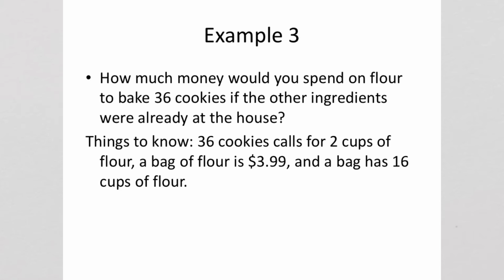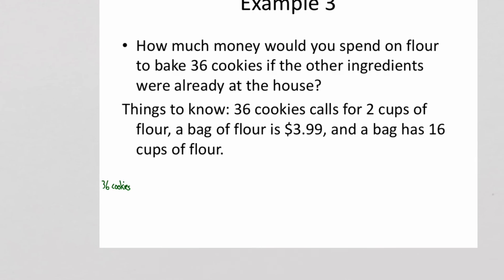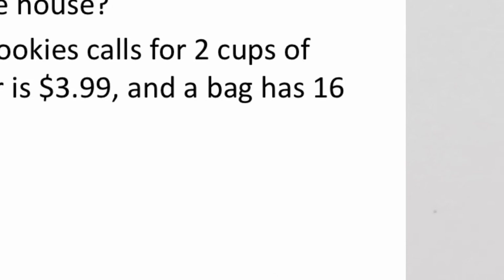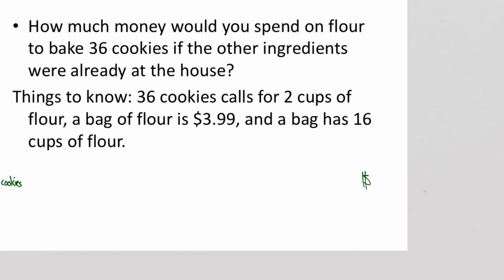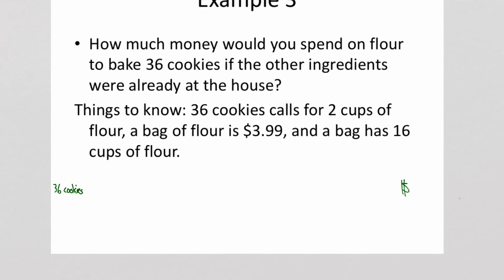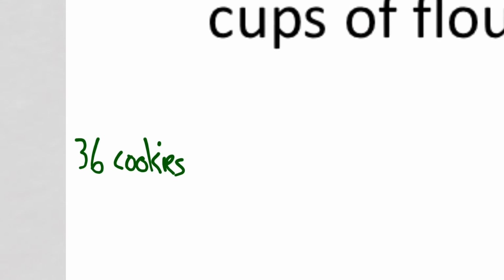So from the problem itself, what do we know? What is measured? Well, that's our 36 cookies. So 36 cookies, and what am I trying to find? How much money would I spend? So, money. So I have a beginning, I have an end. Okay, now let's look at what relationships we can make in order to get there. So I start off with cookies on the top. That means cookies on the bottom.